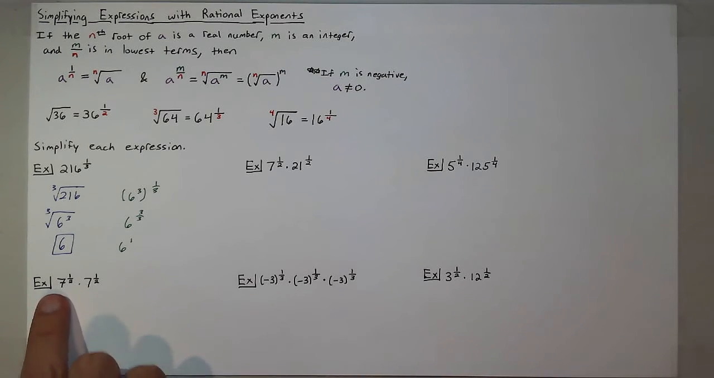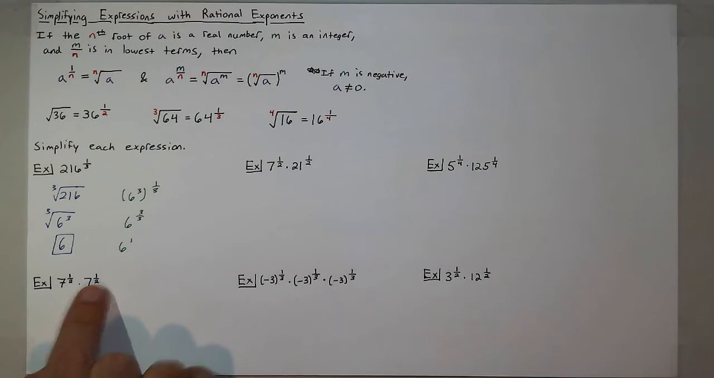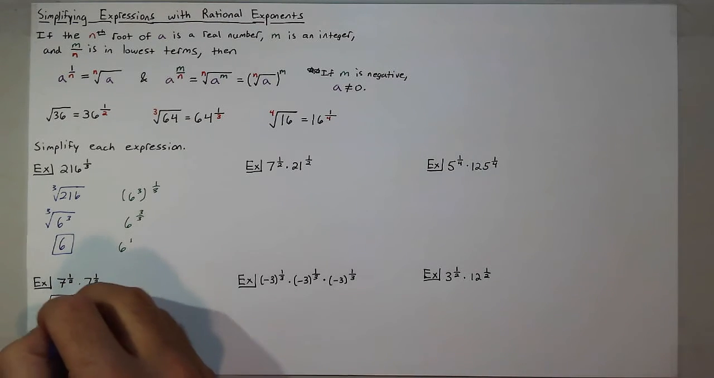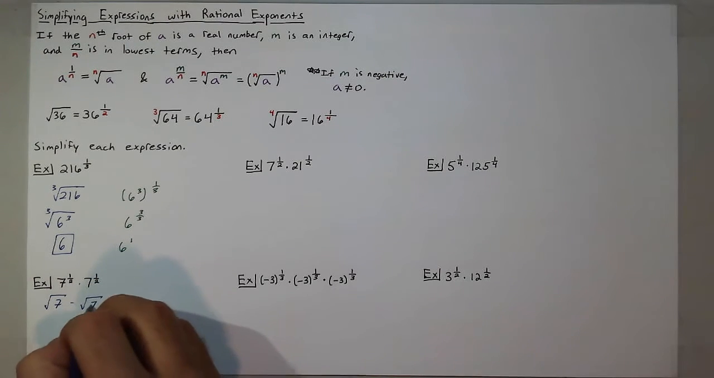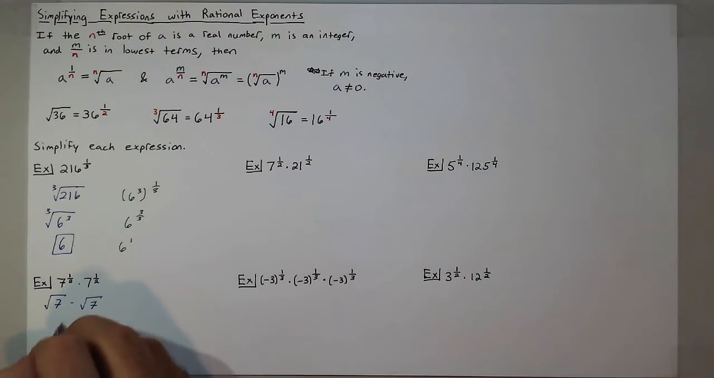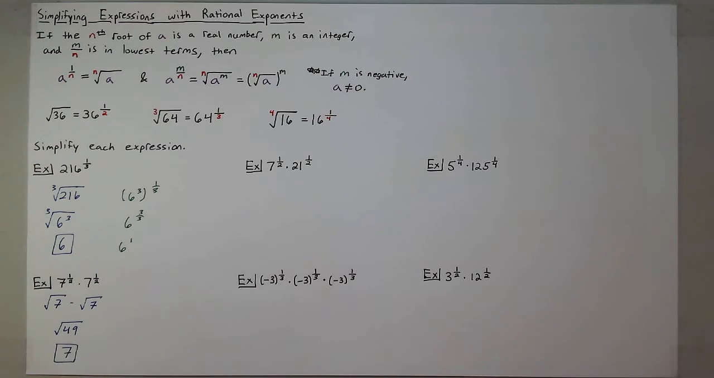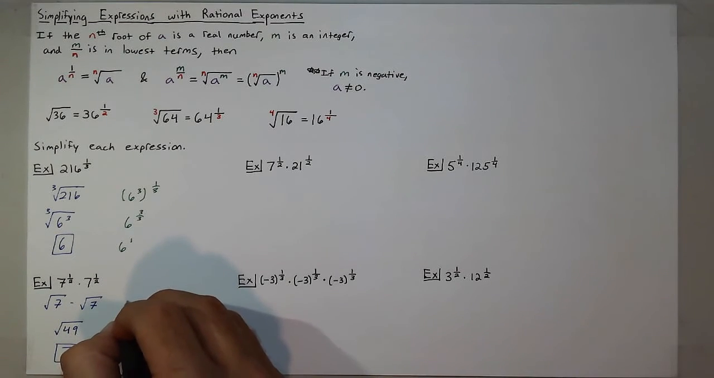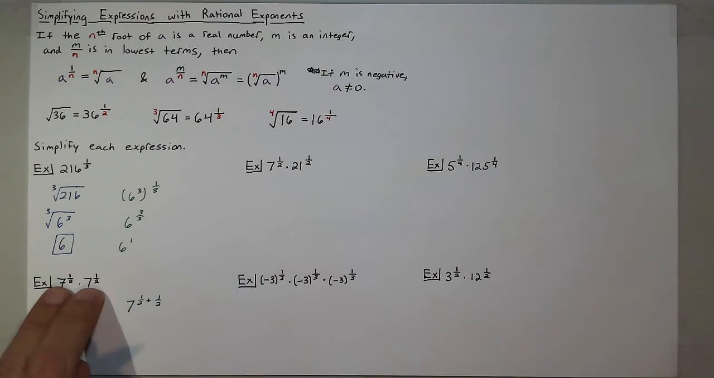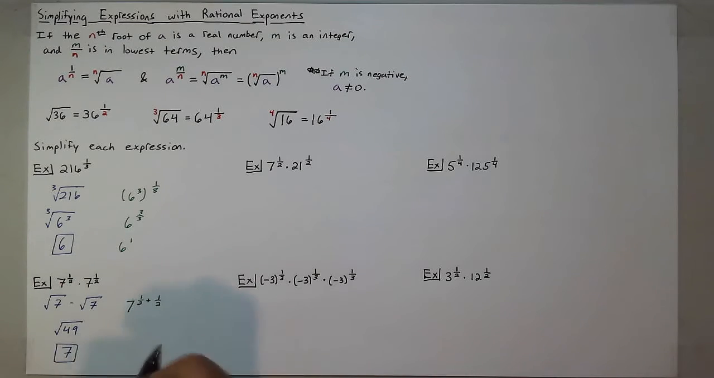Next up, we have 7 to the 1/2 times 7 to the 1/2, which can be rewritten as the square root of 7, because the denominator is 2, that's a square root index, times the square root of 7. The square root of 7 times the square root of 7 is the square root of 49, which is 7. And an alternate way to do this is to multiply these together and get 7 to the 1/2 plus 1/2, whenever you multiply two numbers with a common base. That gives you 7 to the 1st, which is 7. So again, lots of ways you can work with it, but the denominators represent radicals.